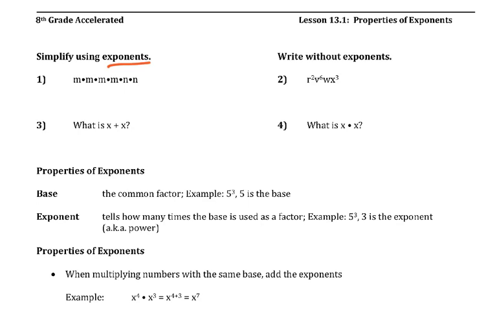So if I have m times m times m times m, a shortcut way to write that is m to the fourth power, and then n times n is n to the second power. So that's how I would write my answer using exponents.